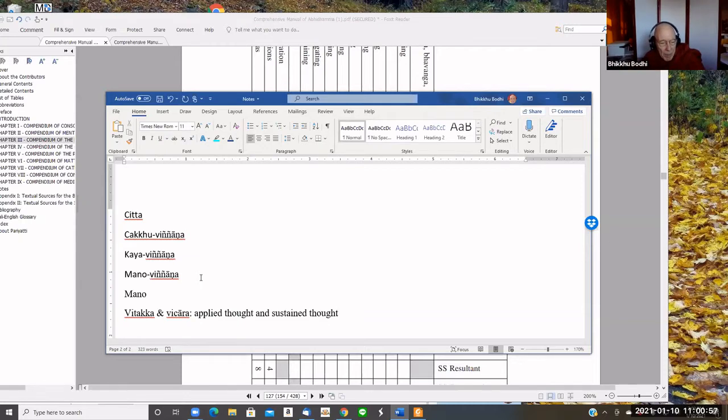Thank you, Bhante. Then how can the cittas of seeing, hearing, etc., be unwholesome or wholesome if there is no determining of the object at this point?